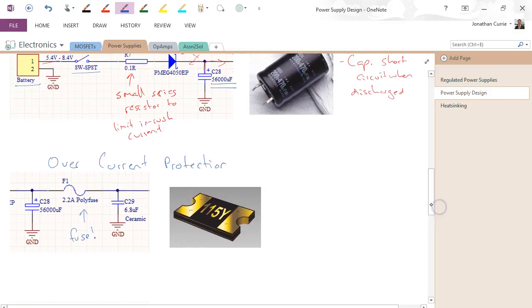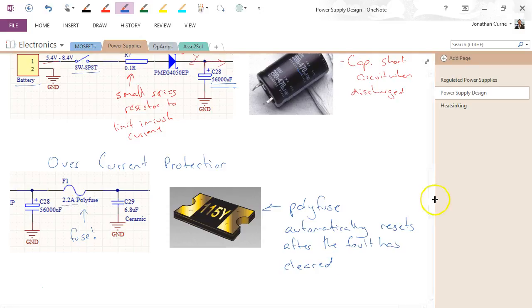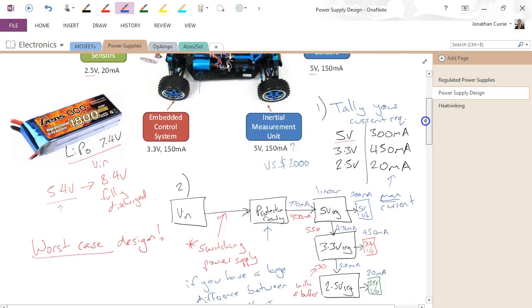But rather than use a cartridge fuse, or one that actually has a filament that burns out, what I've decided to use here is a polyfuse. A polyfuse automatically resets after the fault is cleared. So it has a very nice feature that it's auto resetting. This one's rated for 2.2 amps, so that's much more than what we need up here.